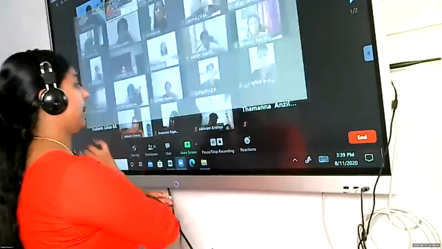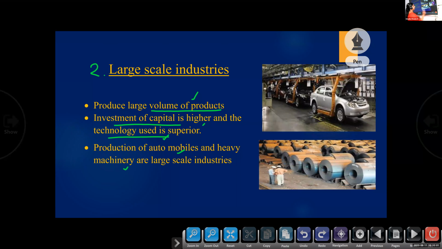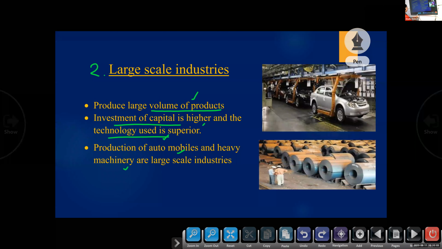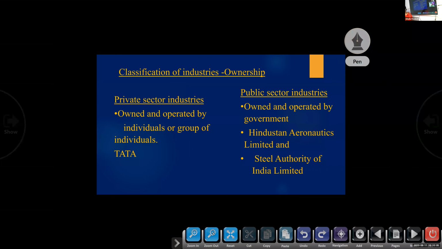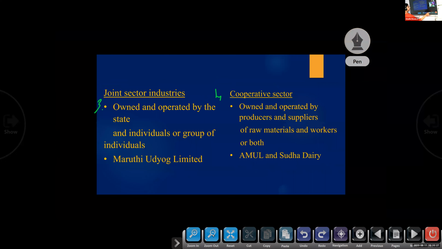Yes, ma'am. The next classification is based on ownership. Based on ownership, our industries are classified into four: private sector, public sector, joint sector, and corporate sector. Let's see one by one.